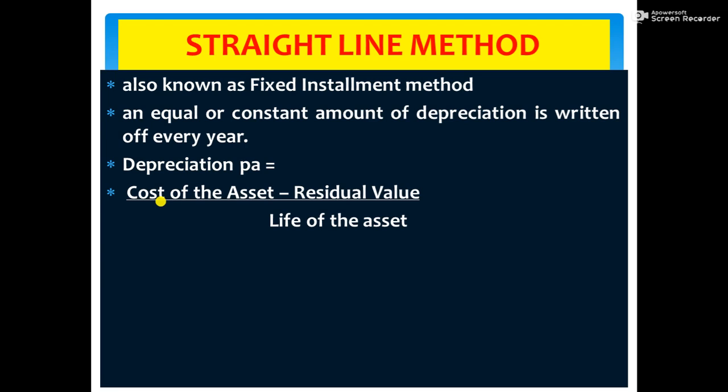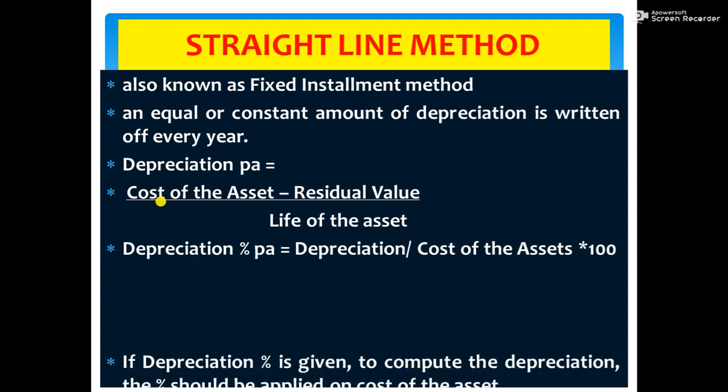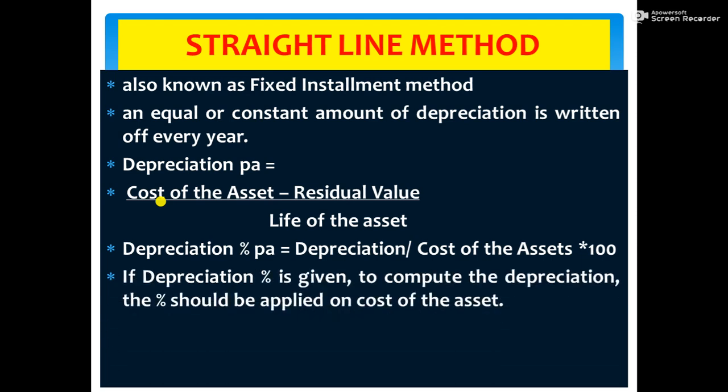Next, how to calculate depreciation percentage per annum? That is the depreciation percentage on cost of the asset. So depreciation divided by cost of the asset into 100, you will get depreciation percentage per annum. If the depreciation percentage is given in the question, then you compute that percentage on the cost of the asset, because the depreciation percentage is calculated on the cost of the asset. Therefore, apply that percentage on the cost of the asset, you will get depreciation for the year.